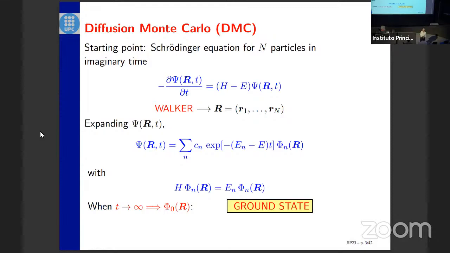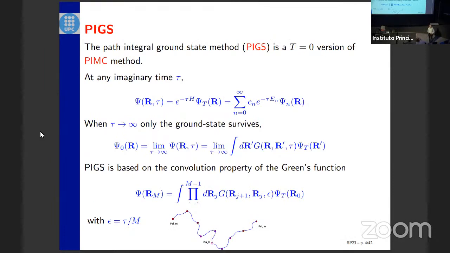So a second approach to get the ground state is what is called the path integral ground state method. This is an alternative to the first one. The name is really ugly, but I am habituated. The first time that you see it, this is what you use, because this is path integral ground state. Some people call it variational path integral, but it's the same method.